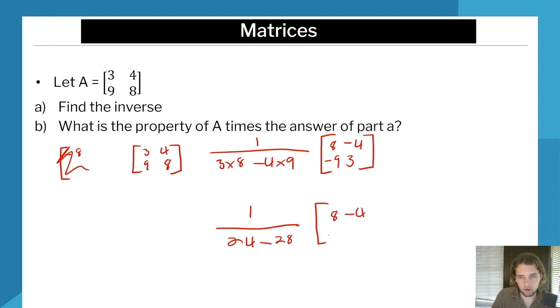8, minus 4, minus 9, 3. This is my mistake here. This is 36.